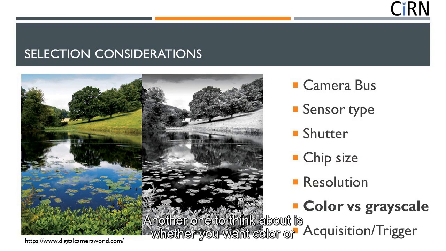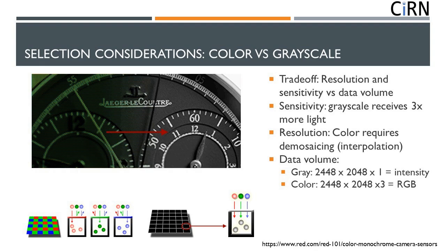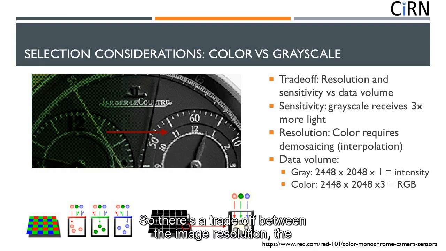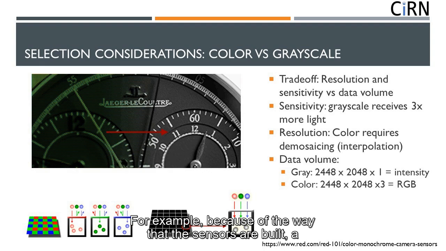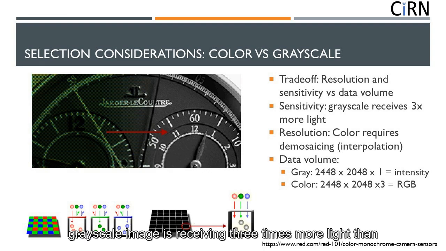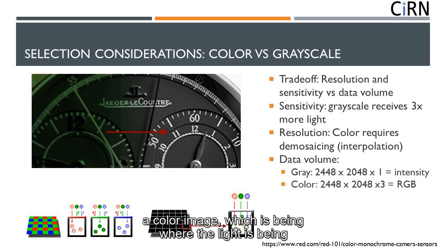Another one to think about is whether you want color or grayscale. Color can be great and valuable for many reasons, but there are also reasons why we might want to choose a grayscale image. So there's a trade-off between the image resolution, the sensitivity of the image, and the volume of data that you're going to collect. For example, because of the way that the sensors are built, a grayscale image is receiving 3 times more light than a color image, where the light is being filtered.